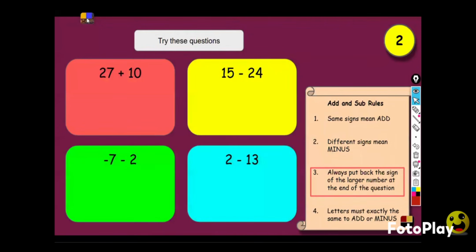So here I have 4 questions for you guys to practice. Like I said, I really don't care if you get it wrong. I just need you to try. Apply all the rules to the right-hand side of the screen. Look at the rules. Just don't rush it. And send all 4 answers to me.